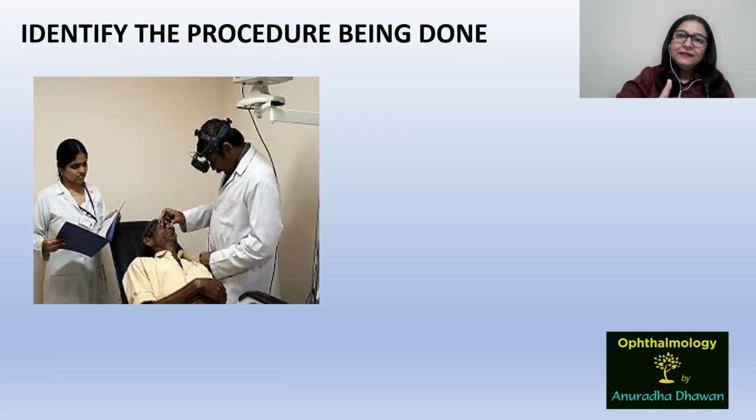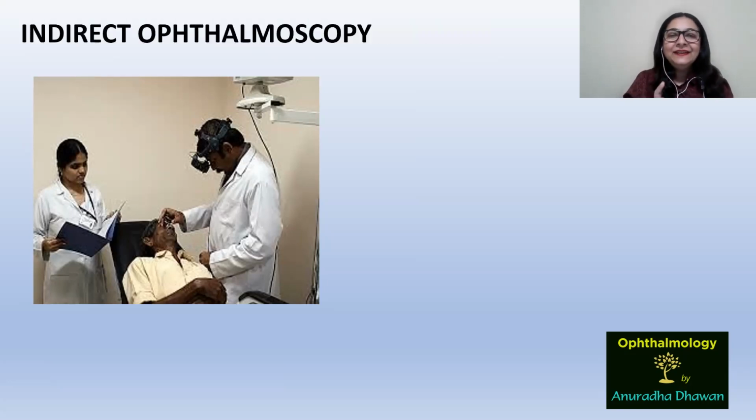The patient is in slightly supine position. Okay. And again, there is a distance between the examiner and the patient. Now, this is the procedure of indirect ophthalmoscopy. Indirect ophthalmoscopy is again a method to examine the retina. And it is the best method to examine the peripheral part of the retina, because here you can see a wide field of the retina.